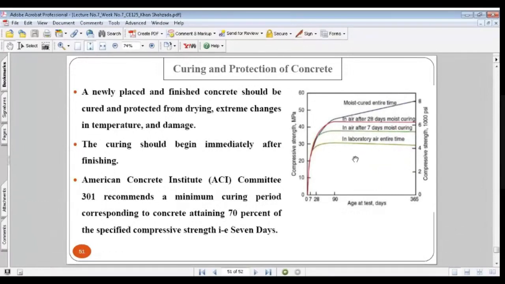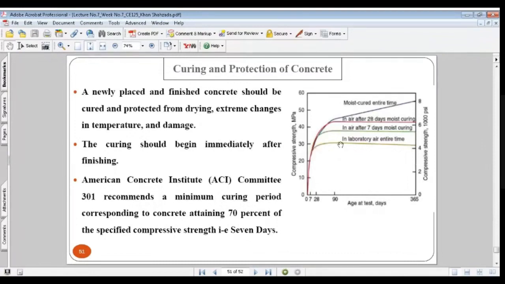So now you can see this first one. It has been kept in the laboratory in the air for the entire time. No curing has been provided to this first sample. The second sample was in the air after 7 days of moist curing. For the first 7 days you provided moist curing, and then you left it in the air. The third one, you kept moist for 28 days, and then you left it in the air. And the last one, you kept moist for the whole 365 days, for 1 year.